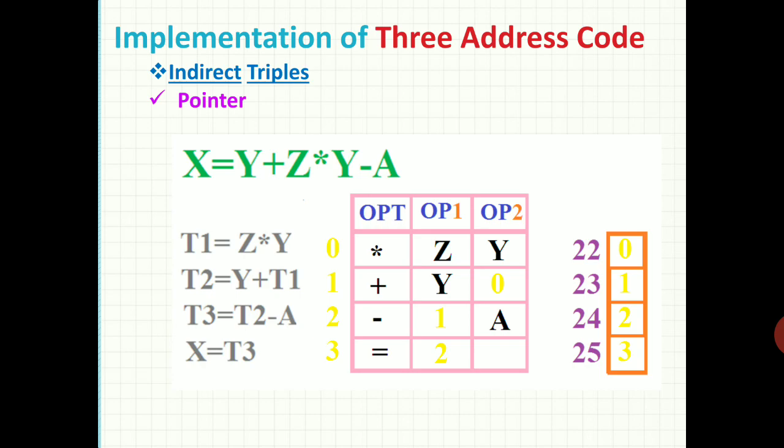Okay, this is about the three address code representation. There are three representations, that is quadruple, triple and indirect triple, to represent three address code. Then we will see other forms of intermediate representation in the next section.